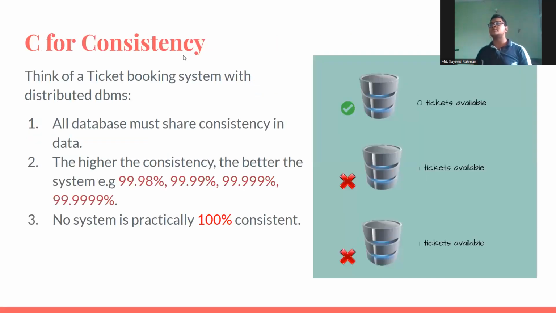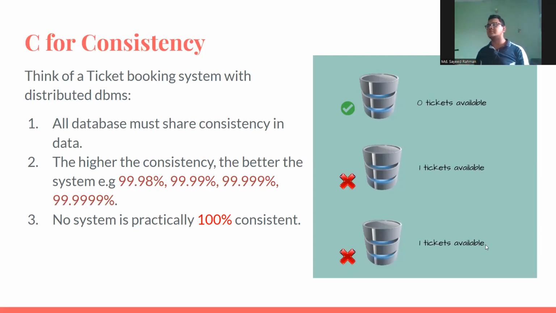At first we look into C for consistency. So what is consistency in the CAP theorem? Let's say we have multiplied the database into multiple databases so that they can combinedly serve our users, as we have discussed before. Let's say we are working with a ticket booking system and a ticket is sold, and this database is showing that the currently available tickets are 0, and this database is telling the available tickets are 1, and this database is telling the available tickets are 1. So this is a total inconsistency.